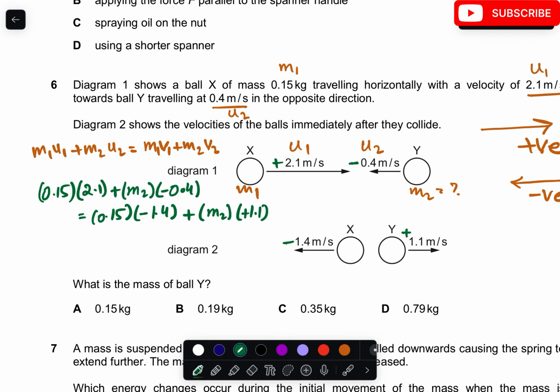Okay, what we can do is open these brackets. It will be 0.15 into (2.1 minus 0.4 m2) is equal to negative 0.15 into (1.4 plus 1.1 m2).